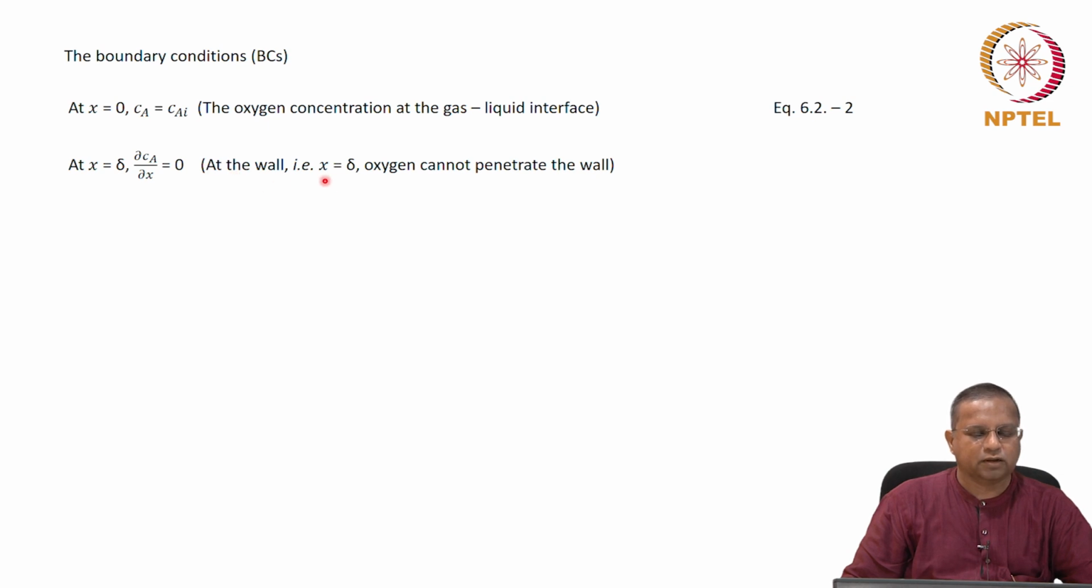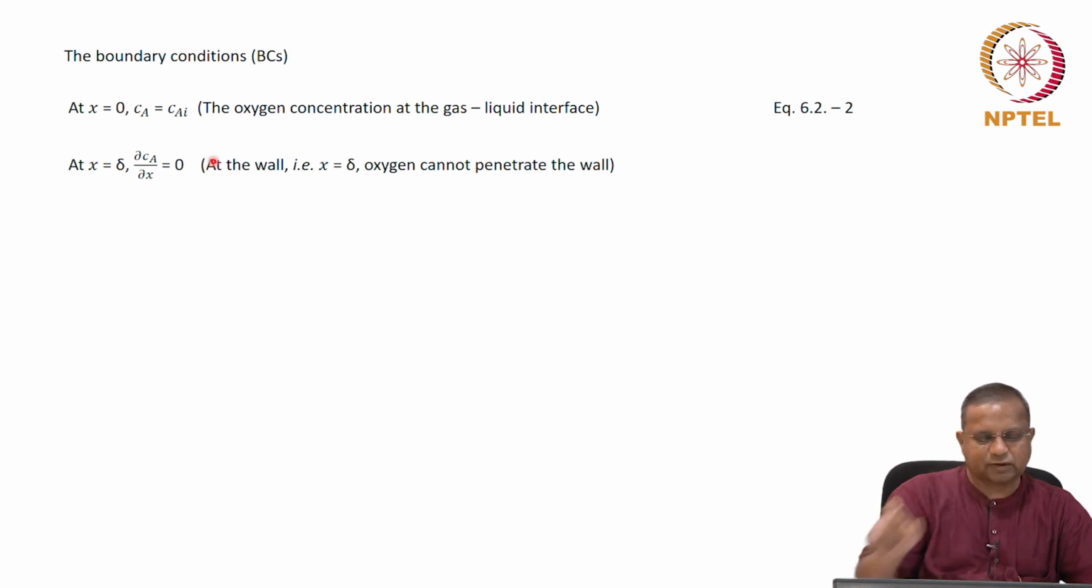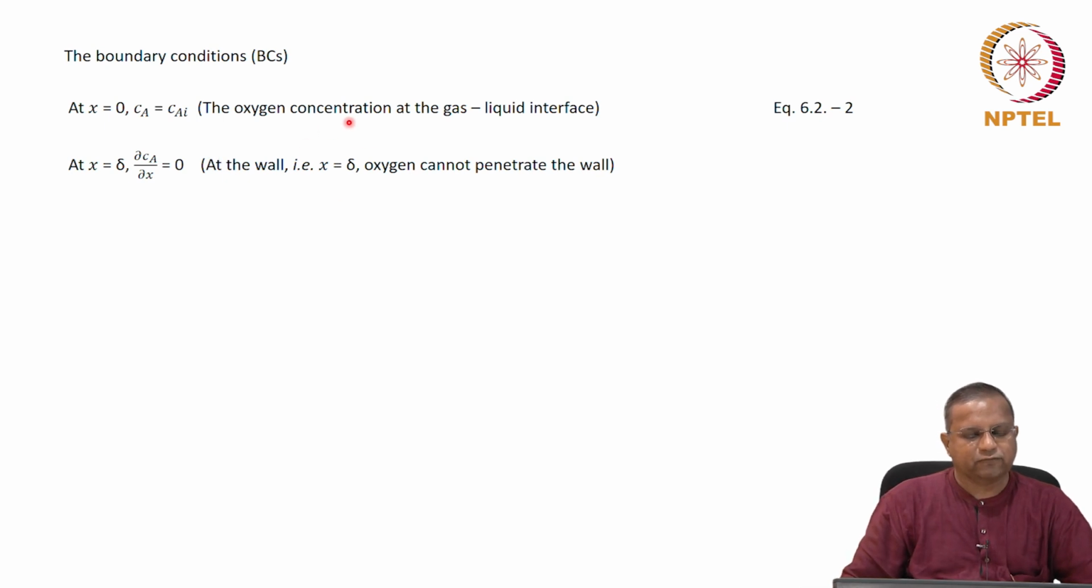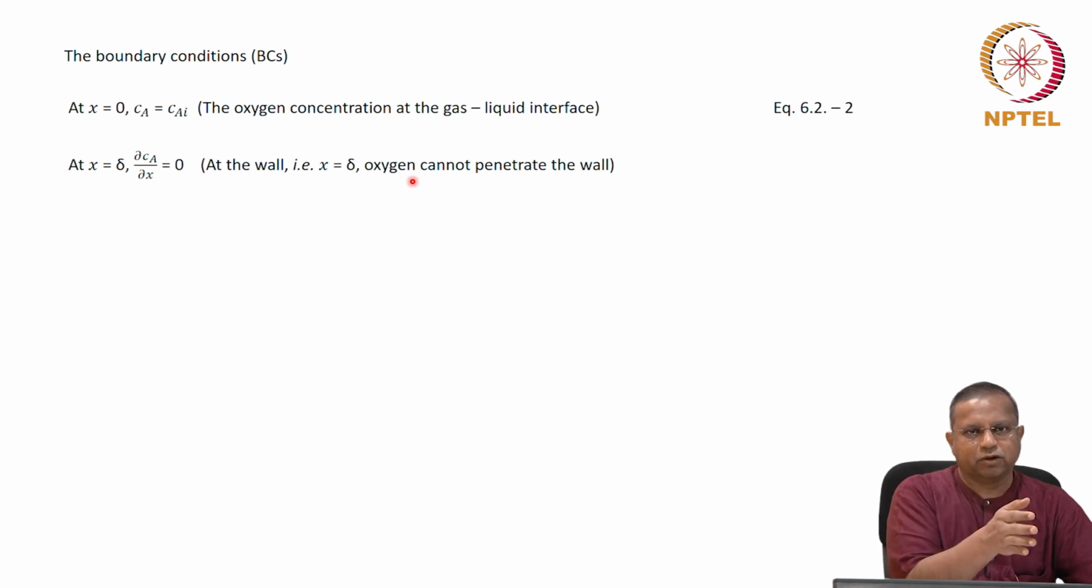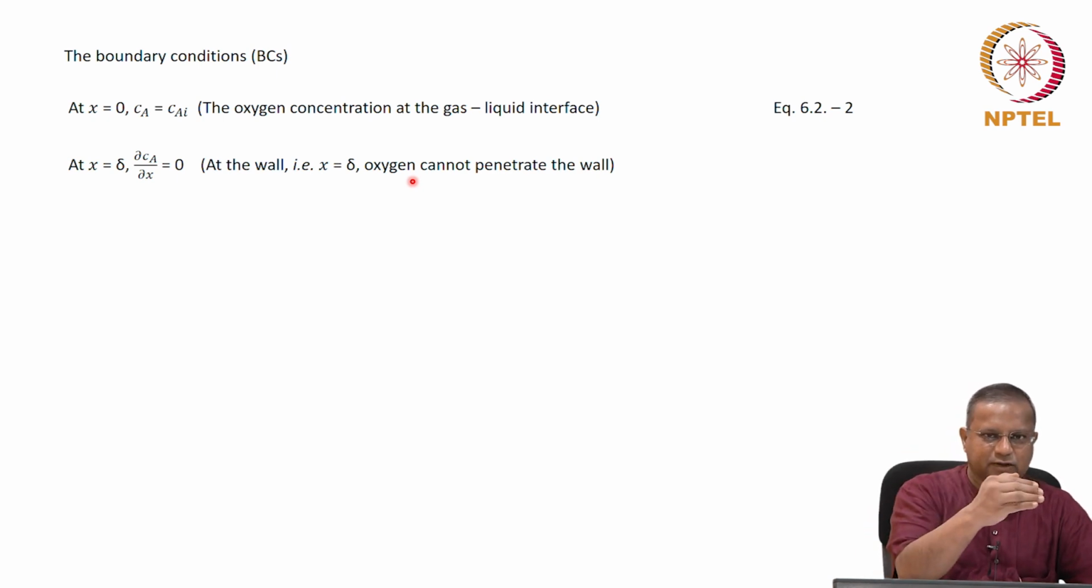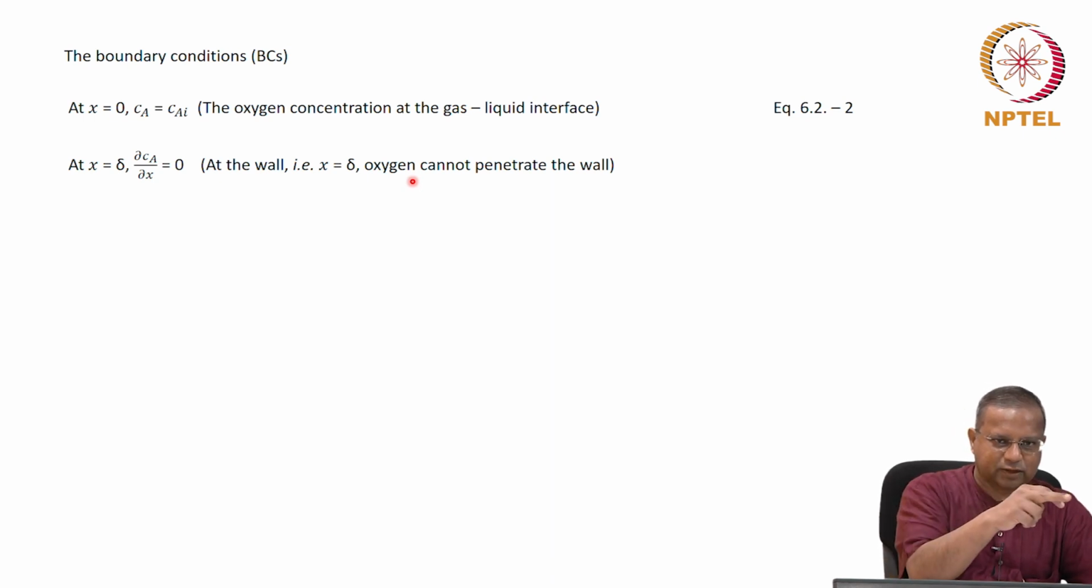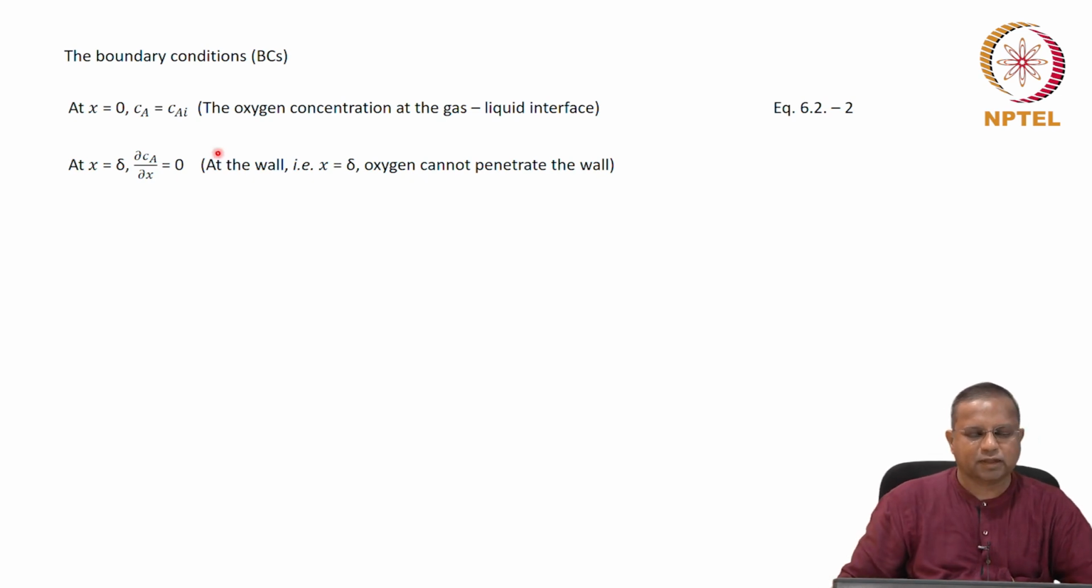The other boundary condition is at x equals delta, ∂Ca/∂x equals 0. At the wall, where in other words x equals delta, the thickness of the film, oxygen cannot penetrate the wall, right? So if it cannot penetrate the wall, for a physical reality to occur, the concentration profile there needs to go through a maxima or a minima. Okay, that's the only way it can happen, and therefore ∂Ca/∂x is set to be 0. If this is there, then this condition will not be valid. Oxygen cannot penetrate the wall, cannot be represented. Therefore, this is set to 0.